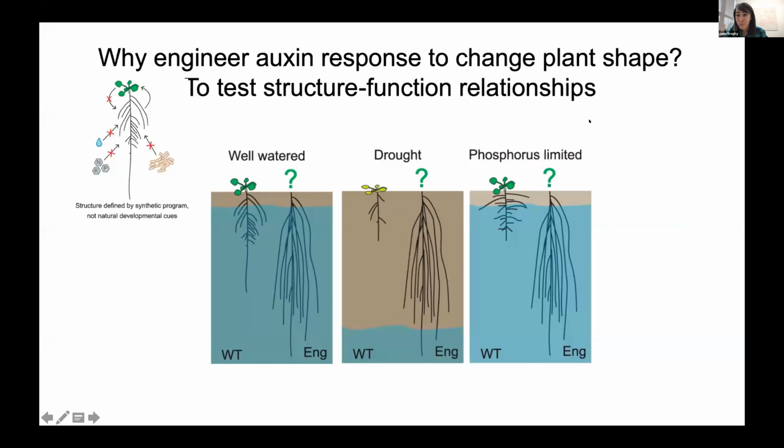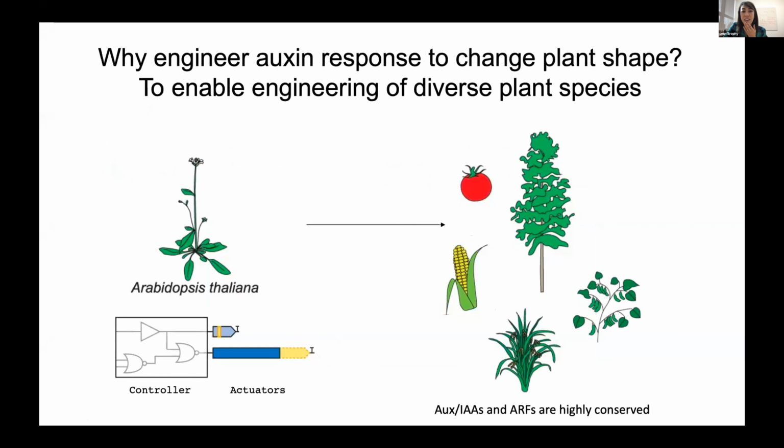Obviously, most of these plants will be very ill adapted or unable to survive in these environments, but I think it would be really interesting to use this type of engineering in order to test some of our hypotheses about what ideal root structures look like in different environments. Okay, the other reason to try to engineer plant development with auxin response regulators is that it may enable the engineering of diverse plant species.